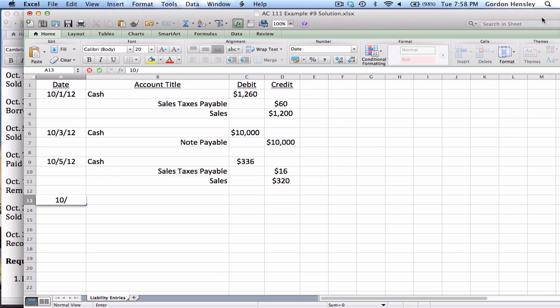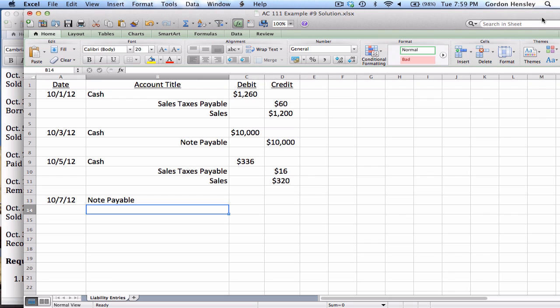So this is on October the 7th. Now if I'm going to pay off a note, I'm going to remove the note. So the way to remove a liability is to debit, because liabilities are credit balances. So I'll debit note payable. And then I'll skip a space and I'll credit cash to show that I'm spending the money.